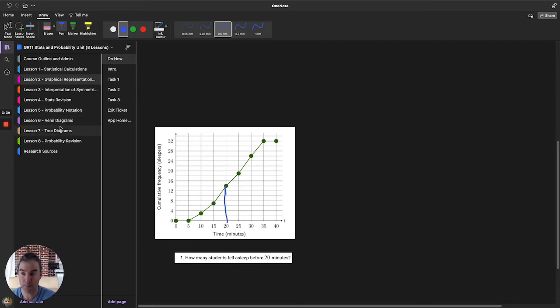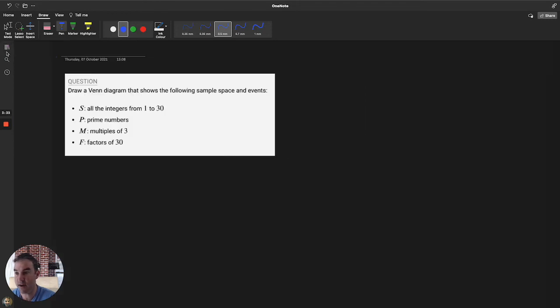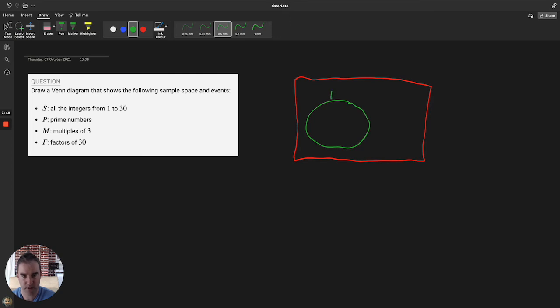We'll also talk about probability, how to do calculations, how to draw the diagrams. A particularly popular one is the Venn diagram. So how do we draw a Venn diagram given a set of items in the sample space? Normally we start with the biggest set, in this case it's S, and then inside of that are smaller sets. So in this case those are the prime numbers.